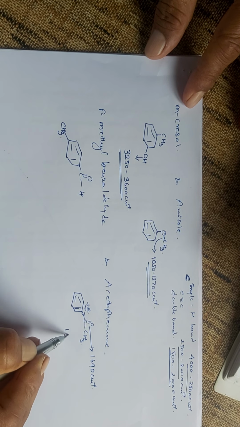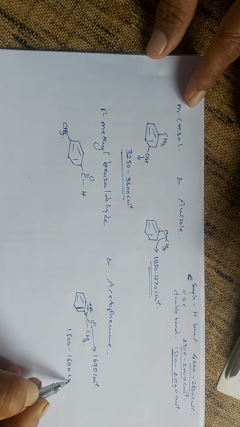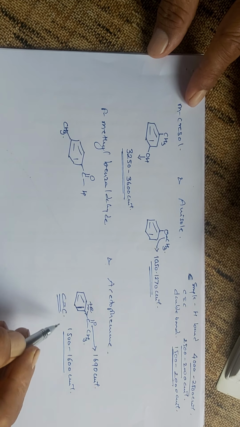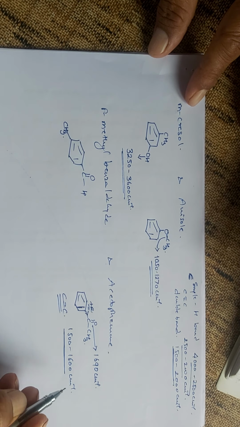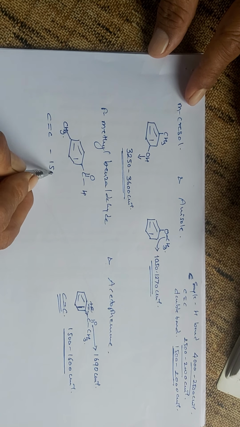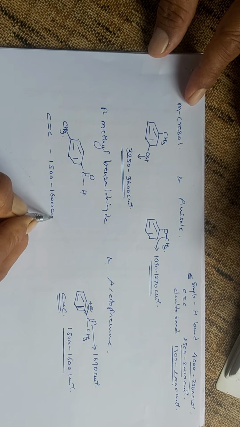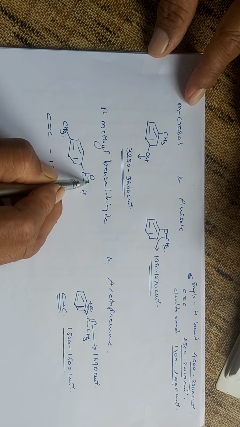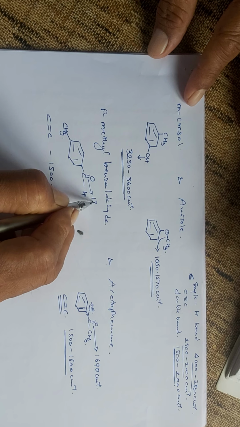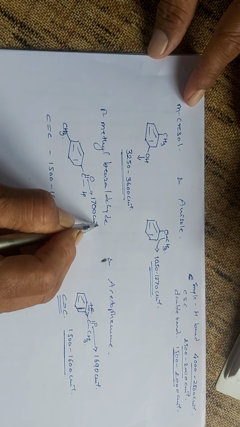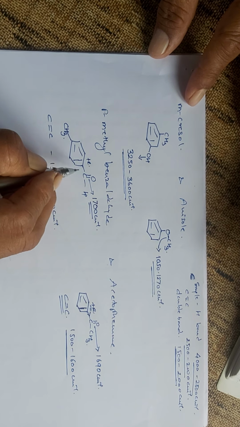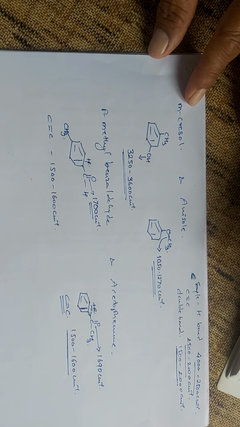Apart from that, a band between 1500 to 1600 reciprocal centimeter will be shown due to the carbon-carbon double bond of the aromatic ring, which will be seen here also. But apart from that, the carbonyl carbon will show the absorption frequency around 1690 to 1700 reciprocal centimeter, because it is also in conjugation and shows the plus R effect. Here the electron donating effect is going to be seen.